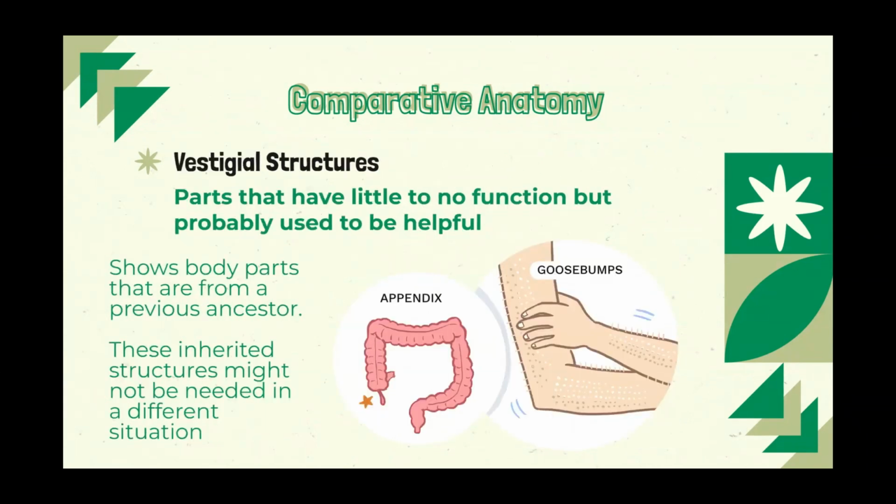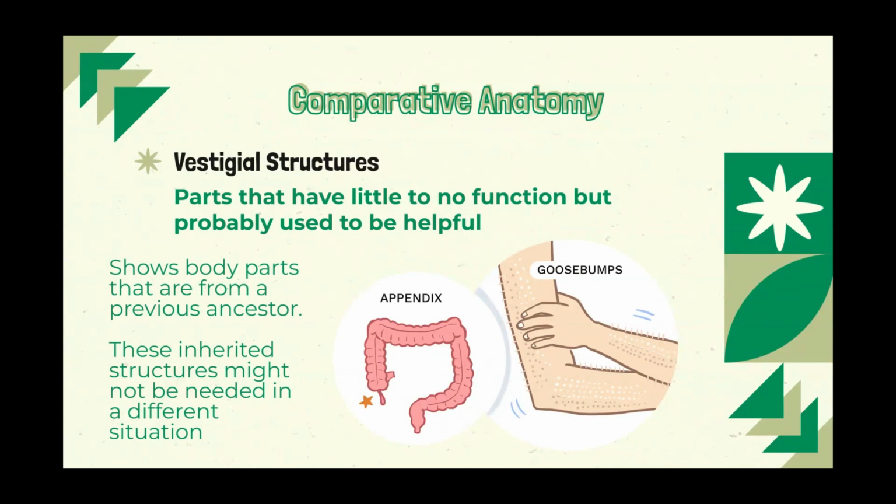Lastly, we have vestigial structures. Vestigial structures are parts that have little to no function but probably used to be helpful. In other words, they're in the organism's body, but they're not really doing anything. They don't really harm, but they're not really helpful, and they don't have a current function. But we could assume that at some point in time they probably did.